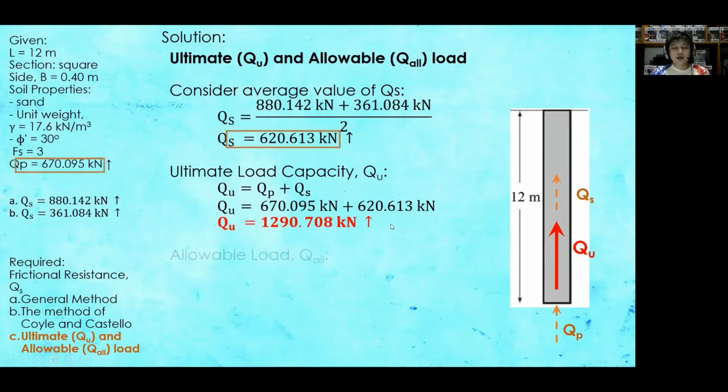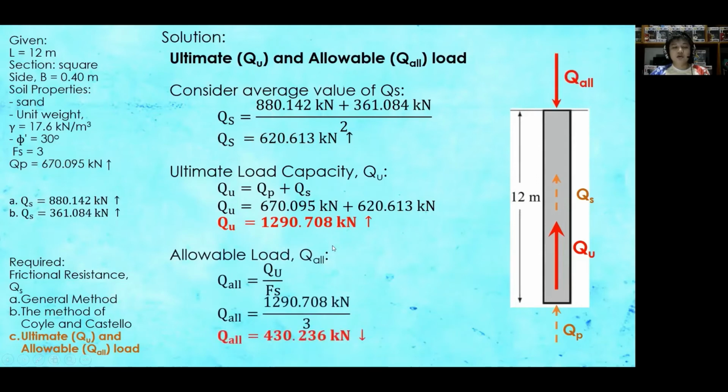kilonewtons. And the allowable load or Q all is equal to the capacity divided by the factor of safety, or that is equal to 1,290.708 kilonewtons over our factor of safety, that is 3. Therefore, Q all is equal to 430.236 kilonewtons.